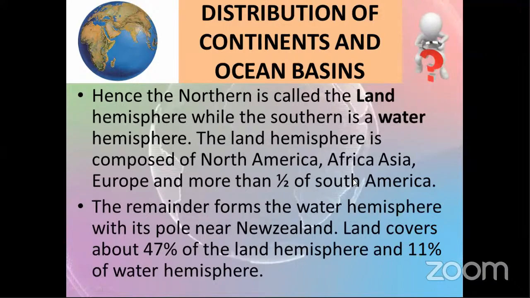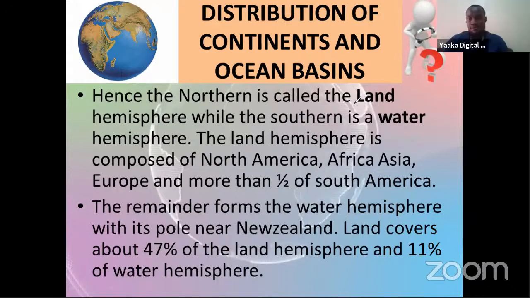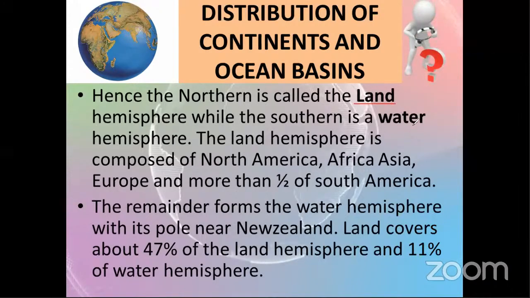Hence, the northern hemisphere is called the land hemisphere, while the southern is the water hemisphere. The land hemisphere is composed of North America, Africa, Asia, Europe, and more than half of South America. The remainder forms the water hemisphere with the pole near New Zealand. Land covers about 47% of the land hemisphere and 11% of the water hemisphere.